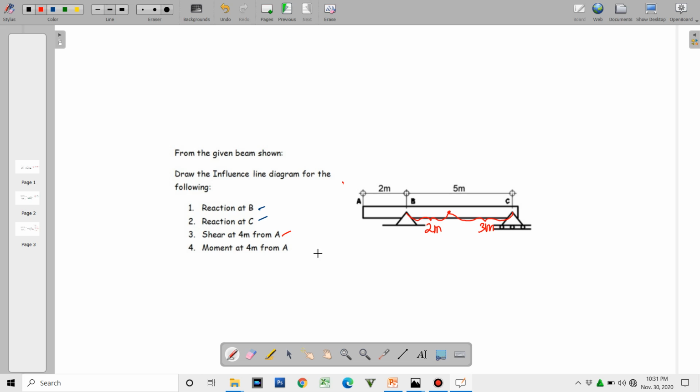For the moment 4 meters from A, again we take note of the distances here. We consider this point and then move that upwards. So moving that upwards, the beam stays at the position at B. It will just rotate at B. Okay.